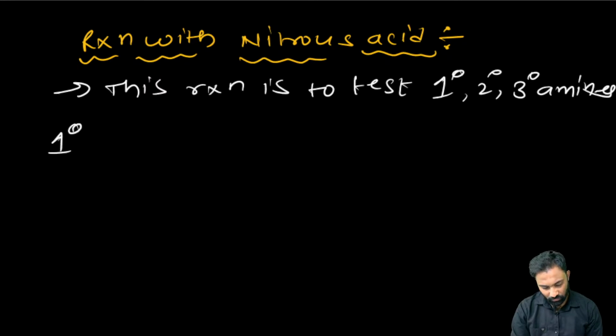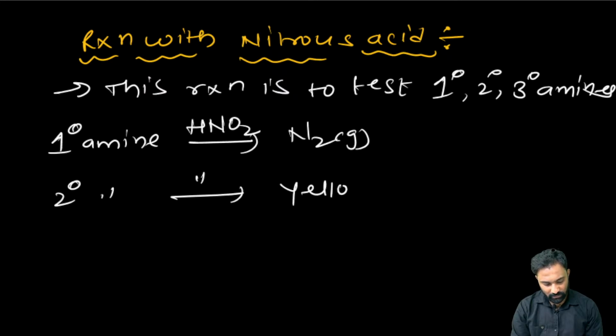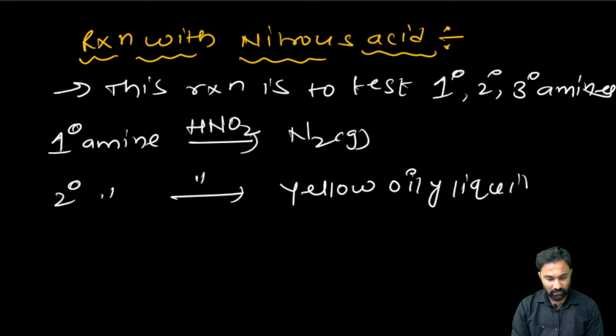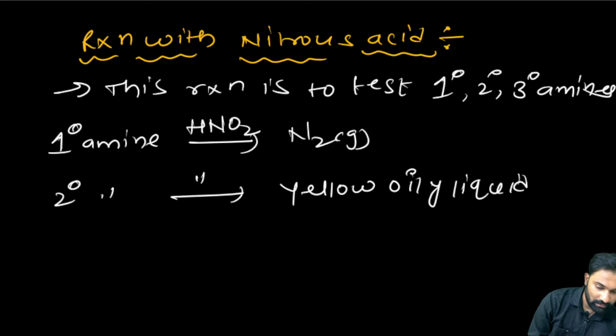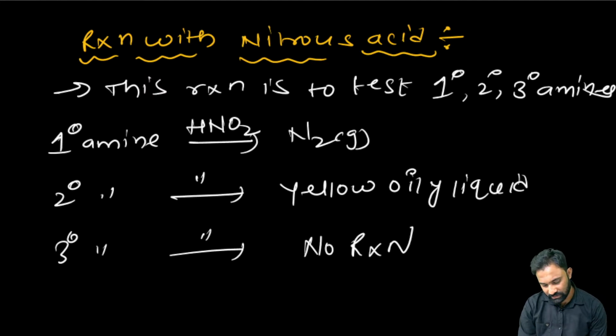Now we know 1-degree amine upon nitrous acid will give you the N2 gas. 2 degree amine upon nitrous acid will give you the yellow oily liquid. Clear? Next, 3 degree amine upon nitrous acid will give no reaction. So just the trick you have to remember.